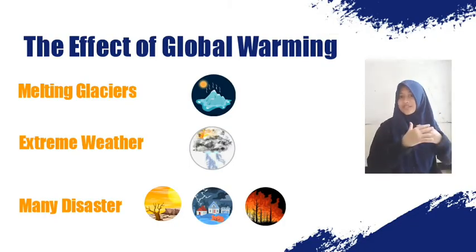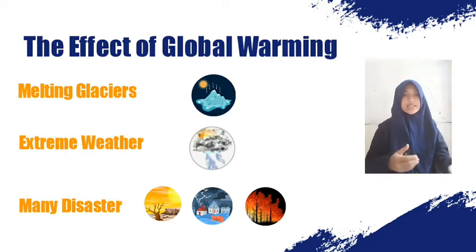So what happens on our earth when global warming occurs? The effect of global warming can increase the temperature of our earth and then cause glaciers to melt. When this happens, polar bears can die because they lose their habitat. Melting glaciers also cause sea levels to rise, and then it becomes a problem for lowland areas.